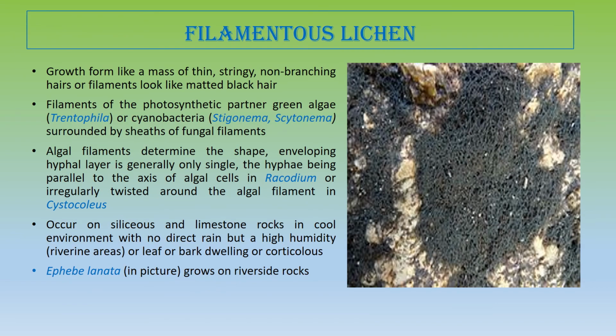Filamentous lichen. As the name suggests, the filamentous lichen is filamentous in structure. It can be branched or unbranched, but it contains many hair-like projections. Now, this filamentous lichen has two types of structures.